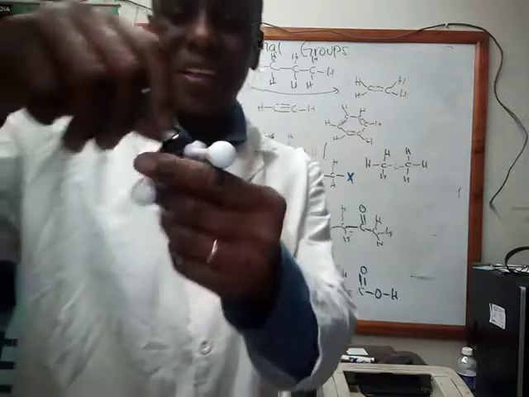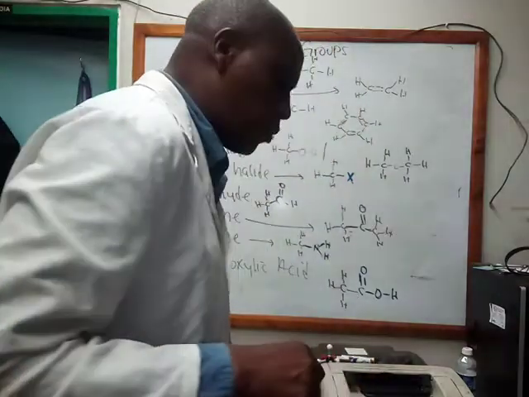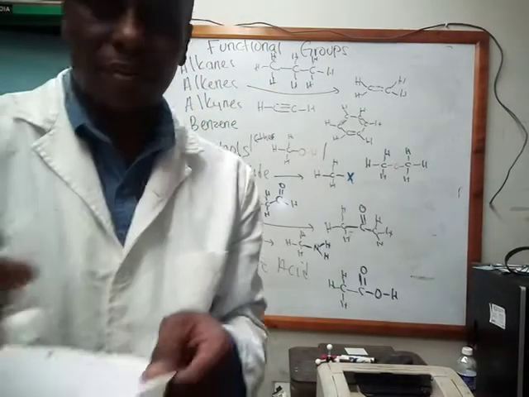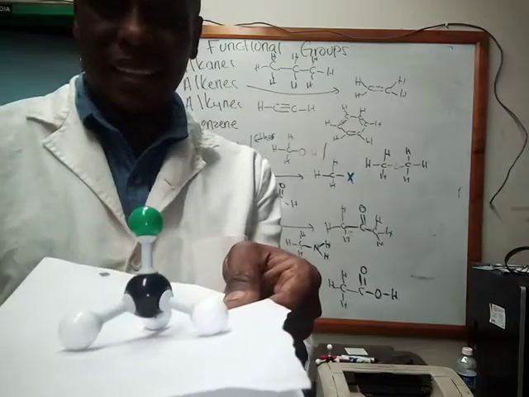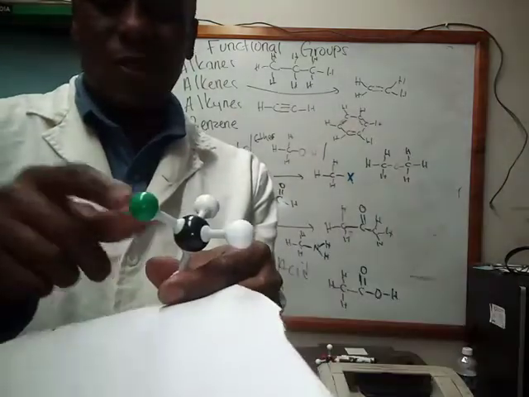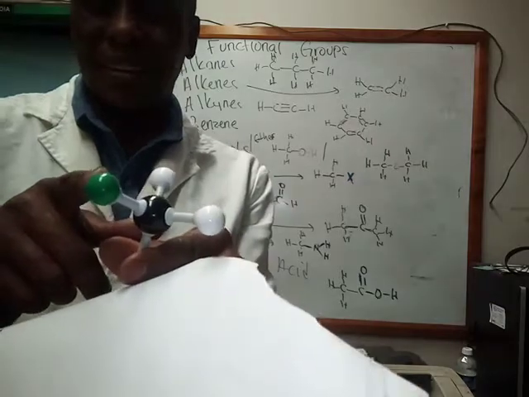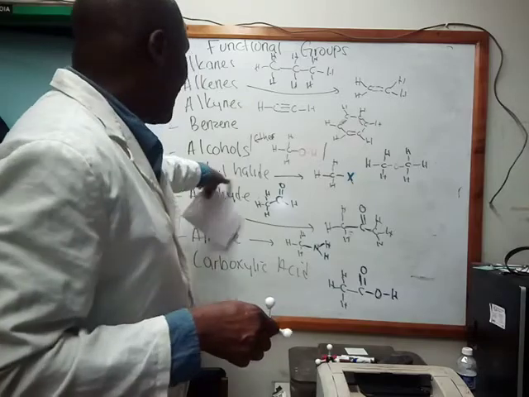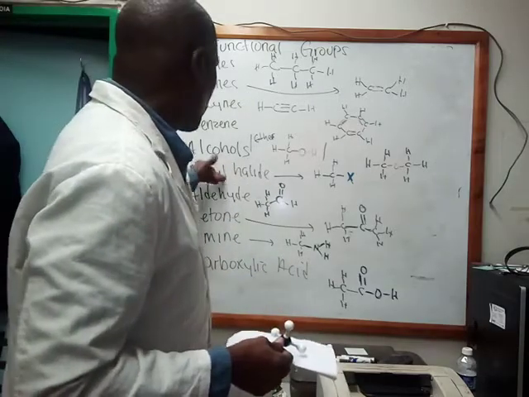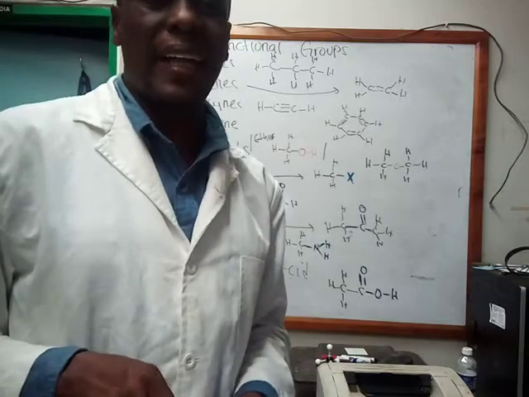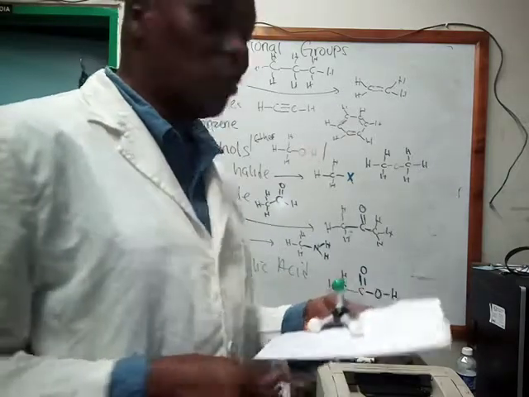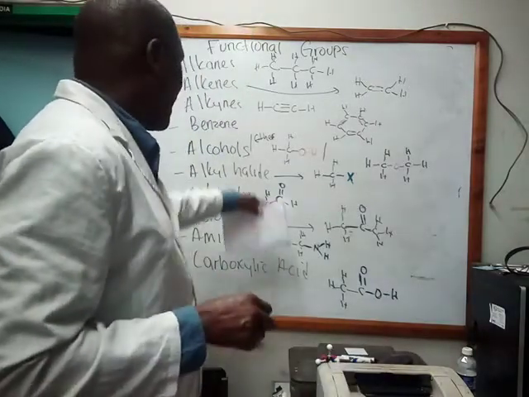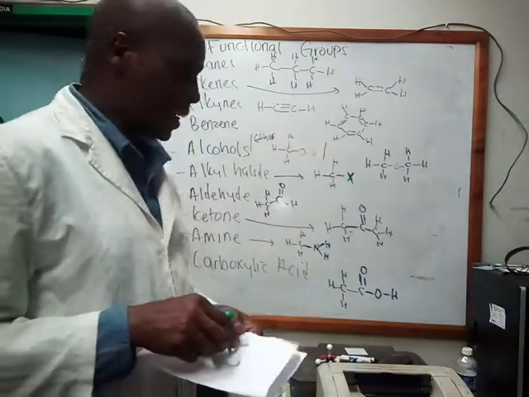So in this case, this structure is going to be like a tetrahedral, in which one of the hydrogens has been replaced with a halogen. So this is what we're going to call an alkyl halide. We're going to show exactly what we mean by the alkyl group. I'm going to mention that in another video. So this one is said to be an alkyl halide.